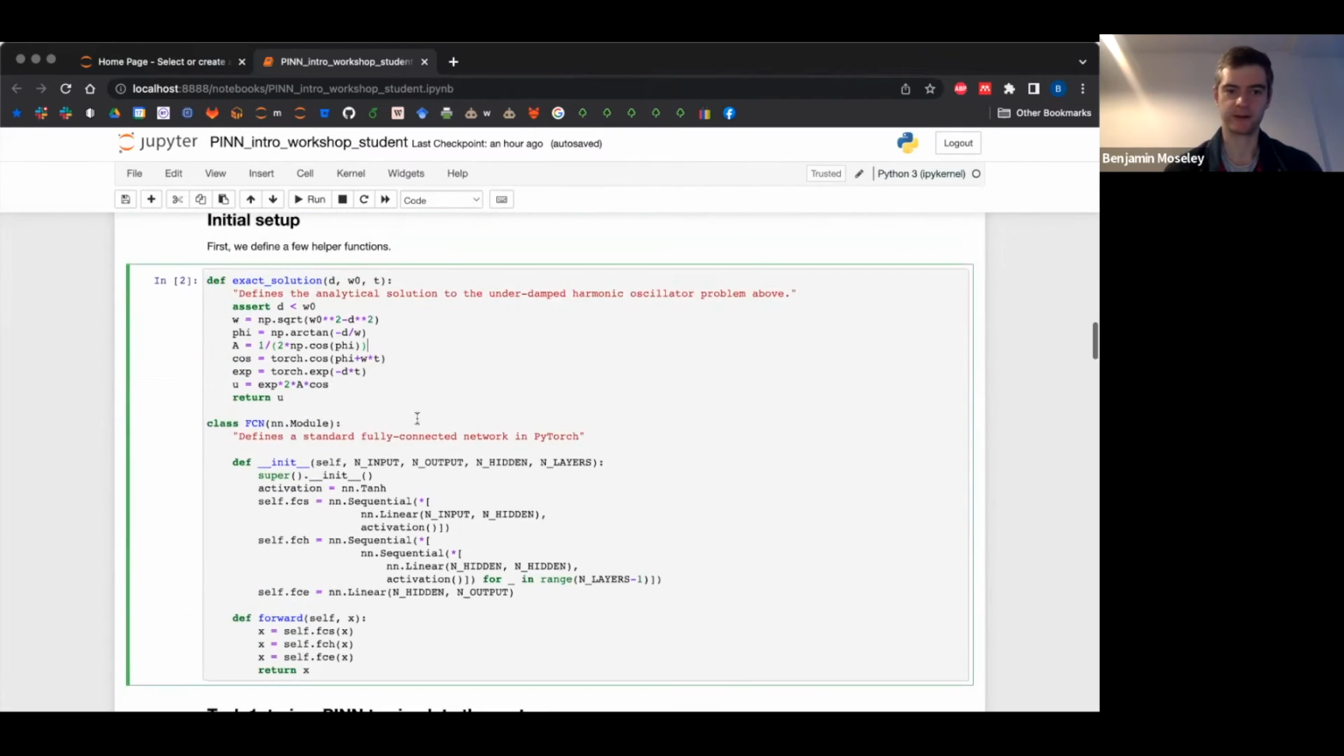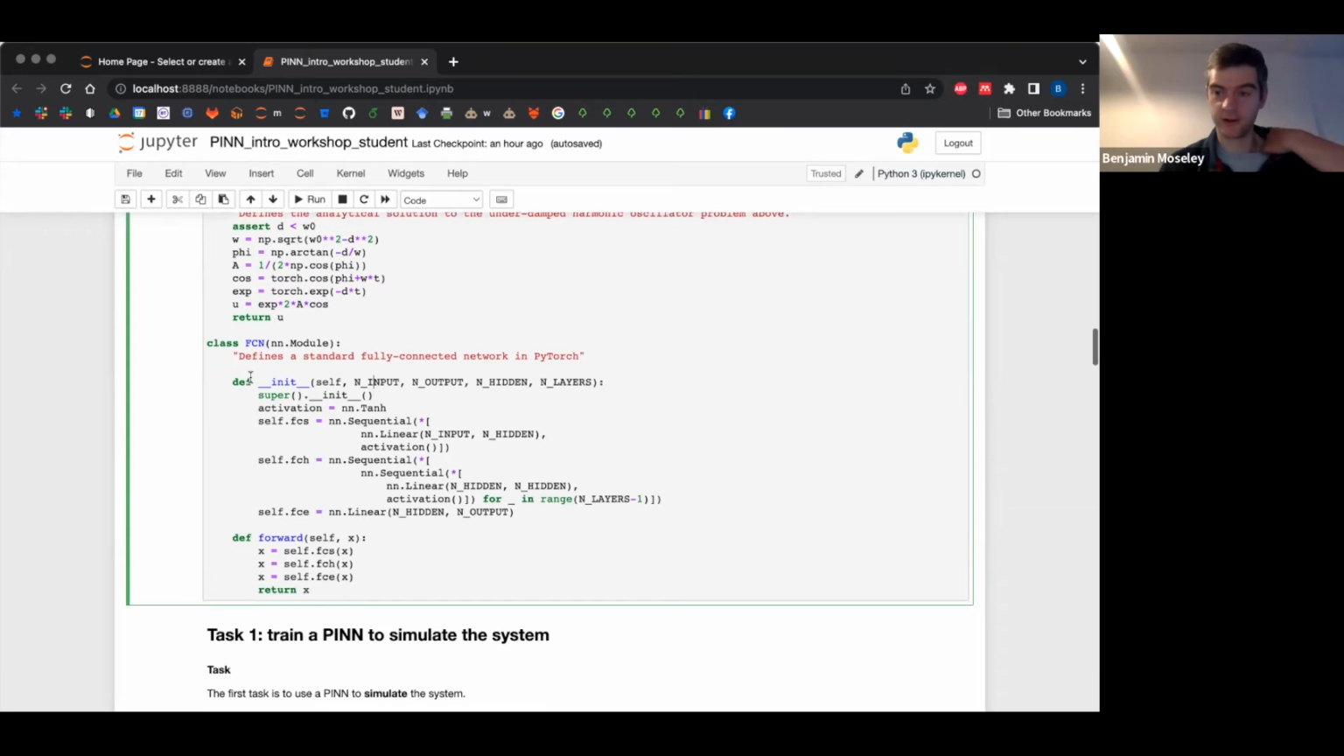So there's a couple of setup Python functions here. The first one is just defining the exact solution so that we can compare the PINN to it. It takes in these two constants and a time array, and it will tell you what this solution is. And the second class is just defining a very standard fully connected neural network in PyTorch. There's nothing fancy going on here, but we're going to use this as our base neural network to train. We're just setting up a bunch of linear layers, we have a tanh activation function, and the forward pass is just the combination of those.